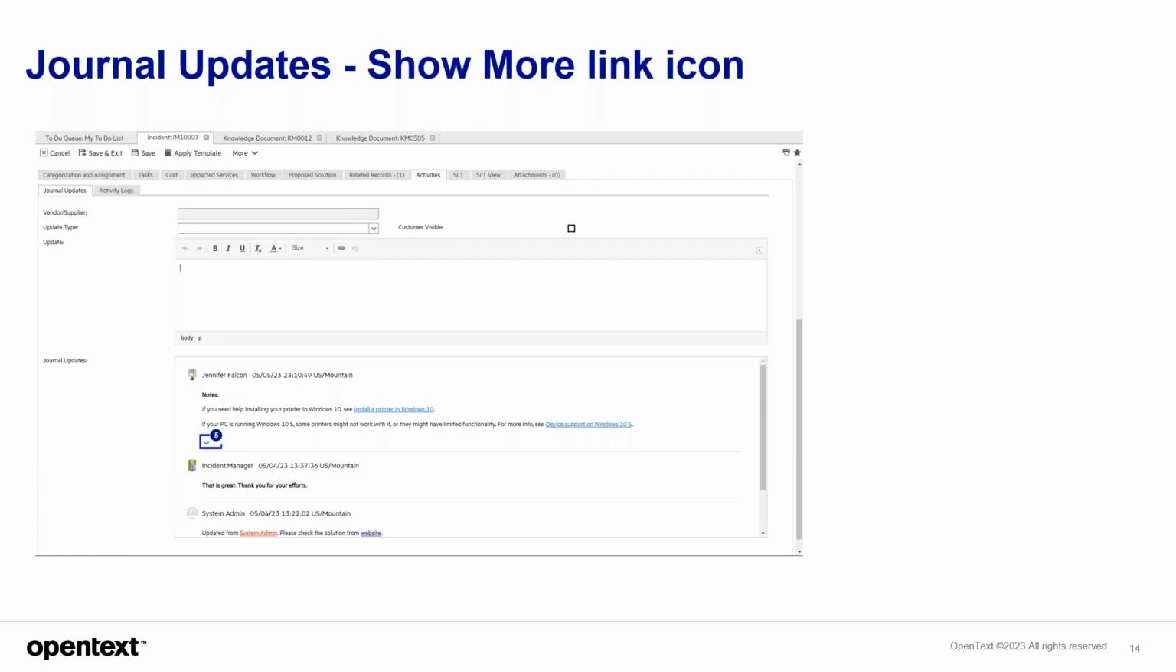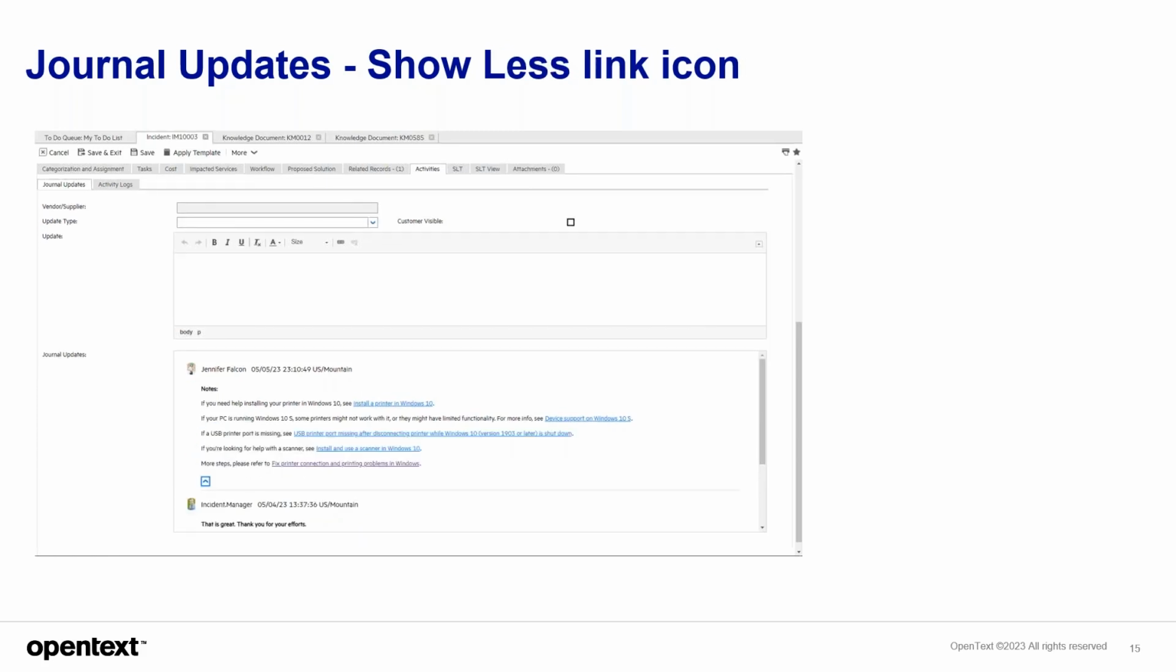If the height of the update content is higher than 100 pixels, the show more link icon will be displayed, referred to by number 5. When the user clicks it, the full content will be displayed, and at the same time, the show less link icon is displayed. The user can click it to show less content.